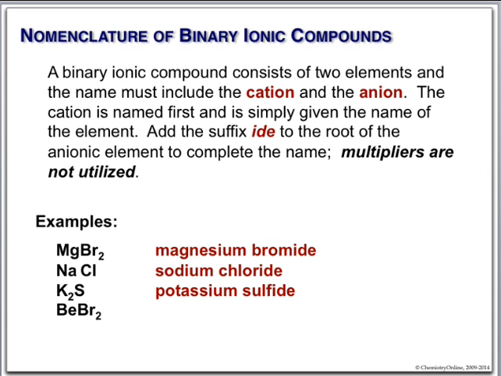Beryllium and bromine. Beryllium is in group 2, so it's a +2 ion. Beryllium is our first word. Again, we've already done bromine. We know this is going to be bromide. Simply add IDE. Once again, no multipliers.